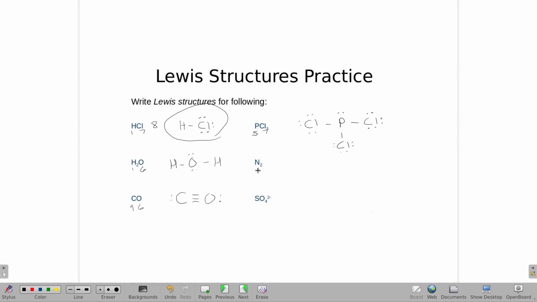Alright, nitrogen has 5 valence electrons, so this thing together has 10 altogether. So I have a nitrogen bonded to a nitrogen, 1, or 2, 4, 6, 8, 10. You notice how it looks just like what carbon monoxide looked like before? So we're going to take those 2 and those 2 and share them.